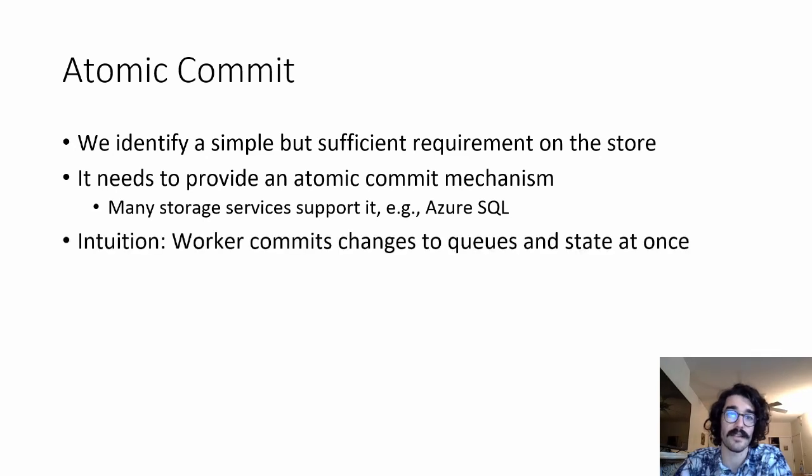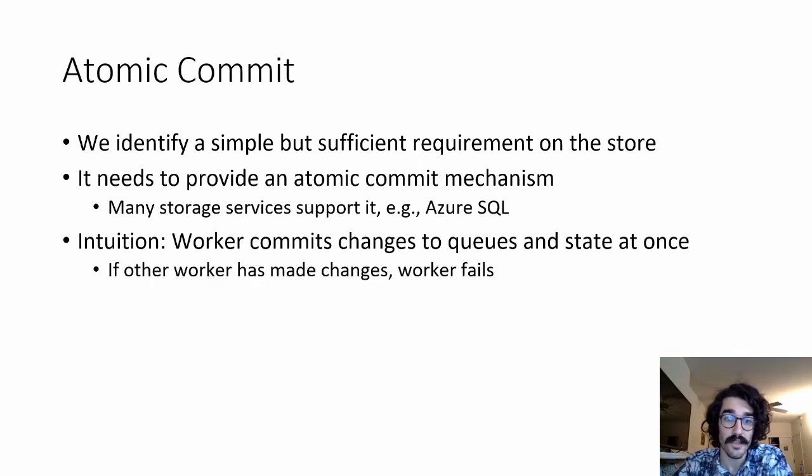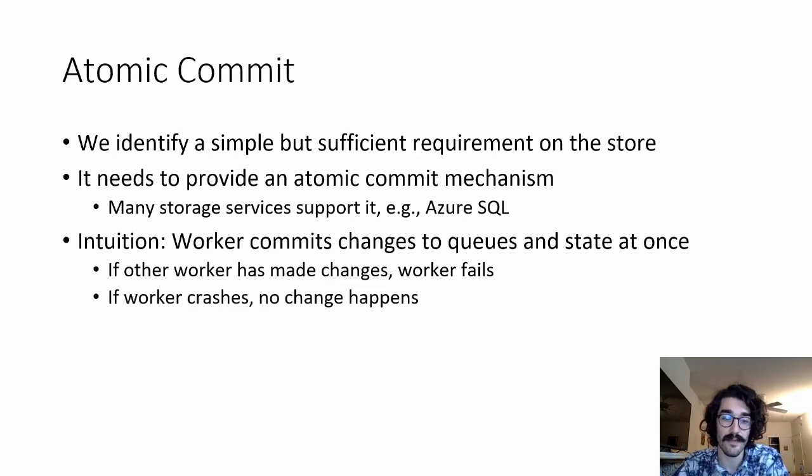storage service. And the intuition behind that is that a worker can use this atomic commit to commit changes to queues and state at once. Queues and state are both stored in this storage service. So if another worker has made changes, the worker that tried to commit fails. And if a worker crashes, no change happens and we're all good.